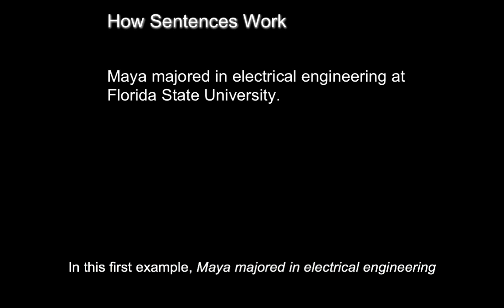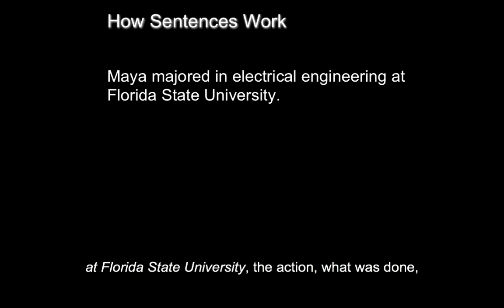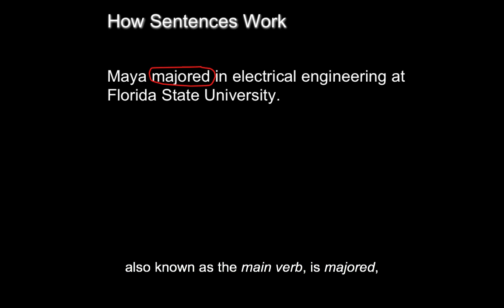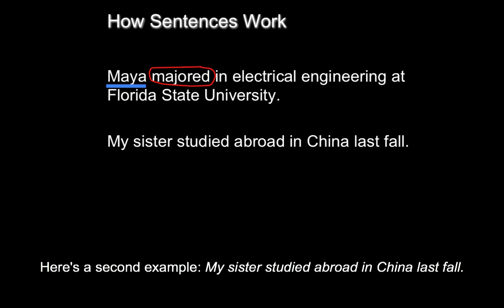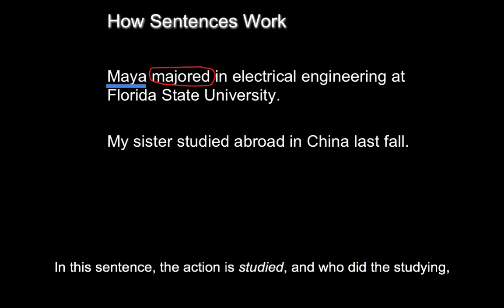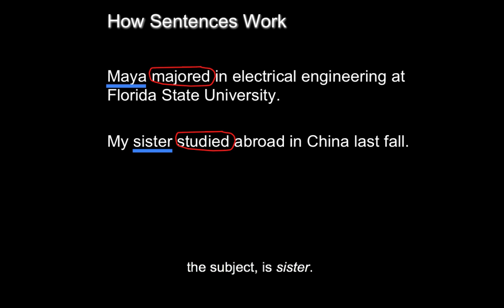In this first example, Maya majored in electrical engineering at Florida State University. The action, what was done, also known as the main verb, is majored, and the person who did the action, the majoring in electrical engineering, is Maya. So Maya is the subject of the sentence. Here's a second example. My sister studied abroad in China last fall. In this sentence, the action is studied, and who did the studying, the subject, is sister.